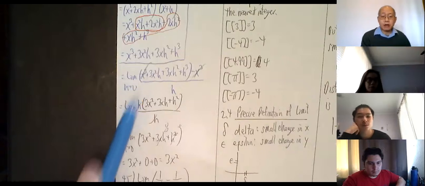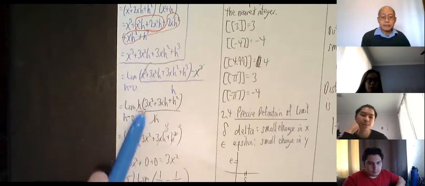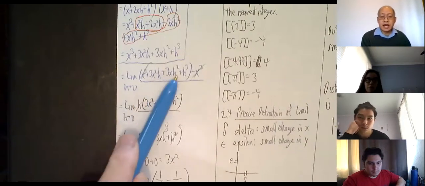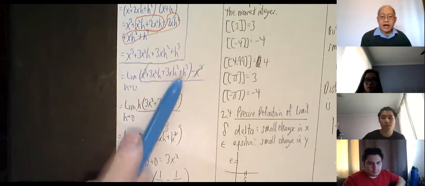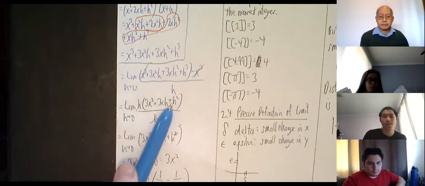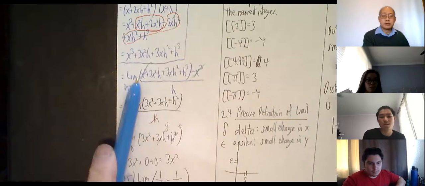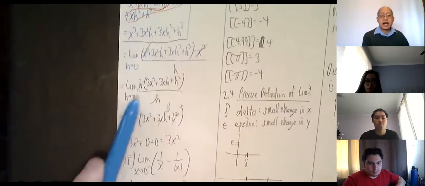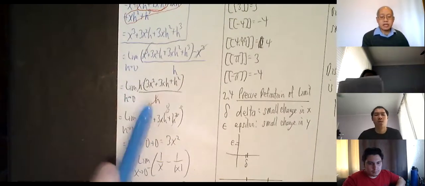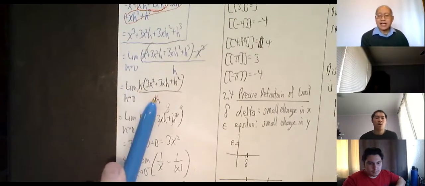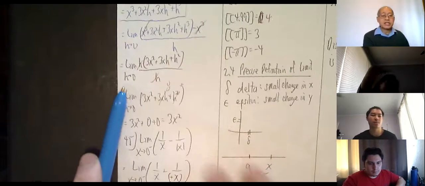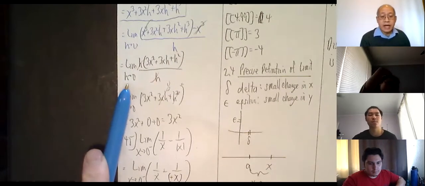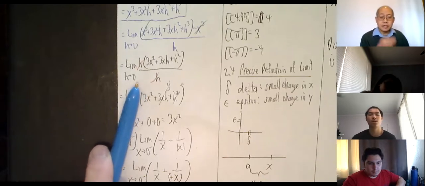So I take an h out of each term: h times (3x squared plus 3xh plus h squared). The x cubed is gone, divided by h. Very conveniently now I can cancel these h's. That's allowed as long as h is not equal to 0, and you can see here h is not 0. h is very, very close to 0 on both sides.